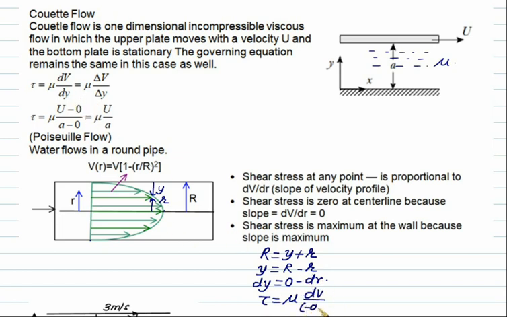So in the case of a circular pipe, this law becomes tau equal to minus mu into dv divided by dr, where v is the velocity at the distance equal to r. So this is the difference between the Couette and the Poiseuille flow.